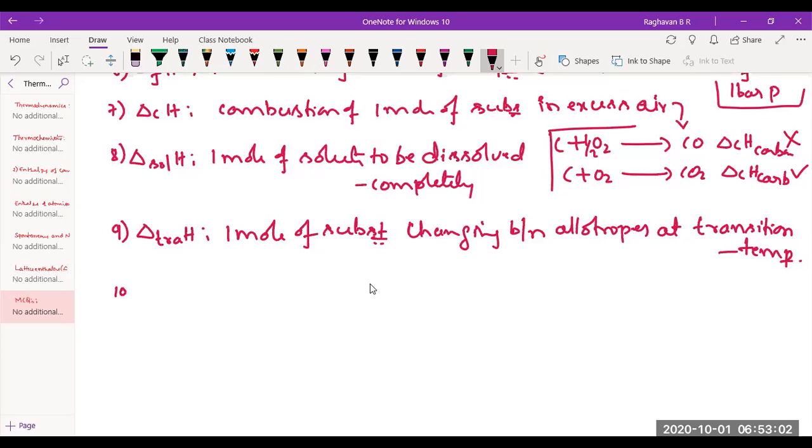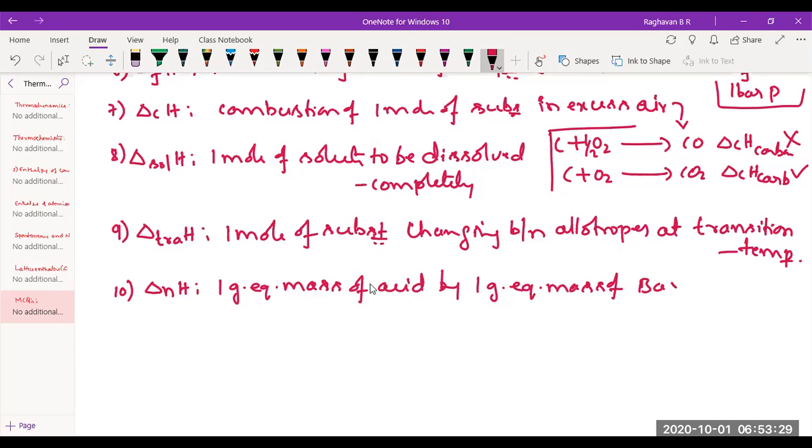Similarly, enthalpy of neutralization, we have discussed enough on that. Enthalpy of neutralization is the change in enthalpy for neutralization of 1 gram equivalent mass of acid by 1 gram equivalent mass of base. The condition is a dilute aqueous medium.